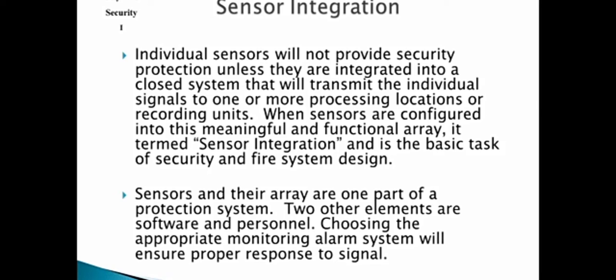Sensors and the array are one part of a protection system. Two other elements are software and personnel. You can have access control systems where you do your swipe card, your PIN access, whatever access control system you're using, set into your alarm system. So if somebody tries to go through your access control point, it sounds an alarm, and you can respond to it. Personnel are usually your roving patrol security system or security personnel that will respond to alarms.